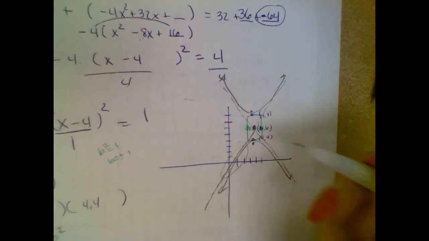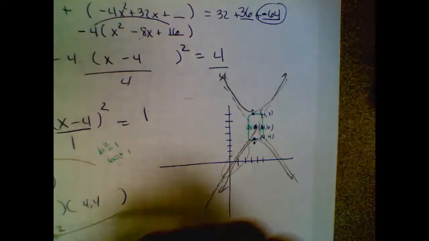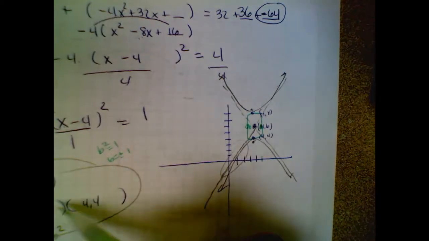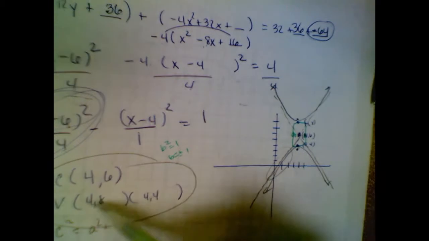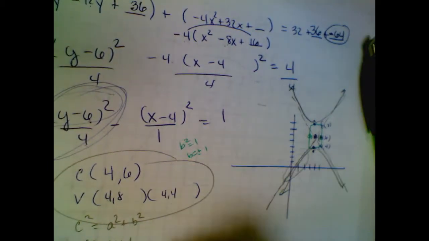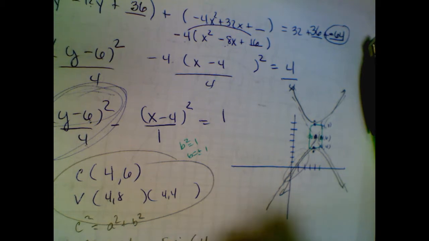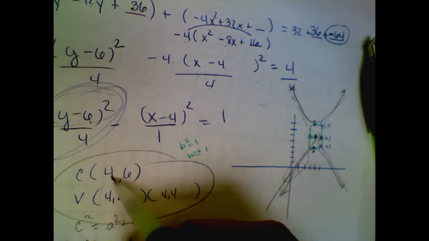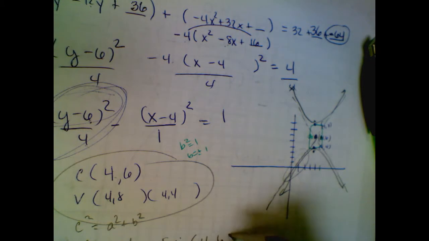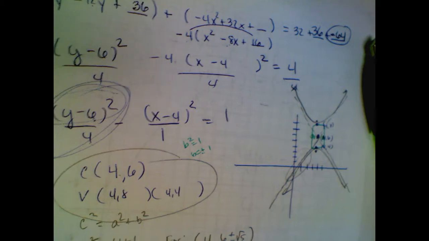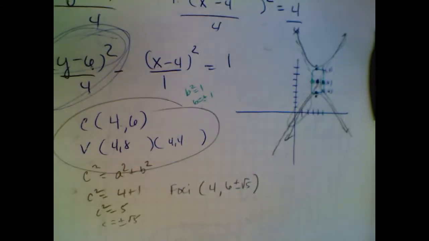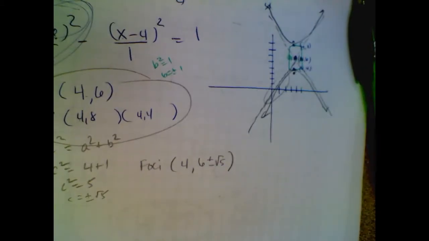How do I write that, you might ask? Notice that in the center and the vertices all the x's start with 4. Well, that's the case for your foci as well. That is also going to start with 4. So write your center 4, 6. The foci are 4, 6 plus or minus the radical 5. And that's how you do that problem.